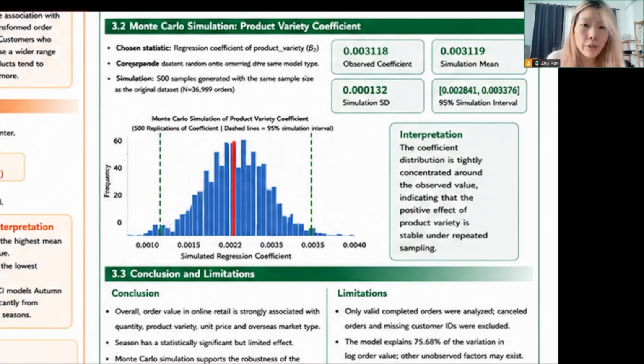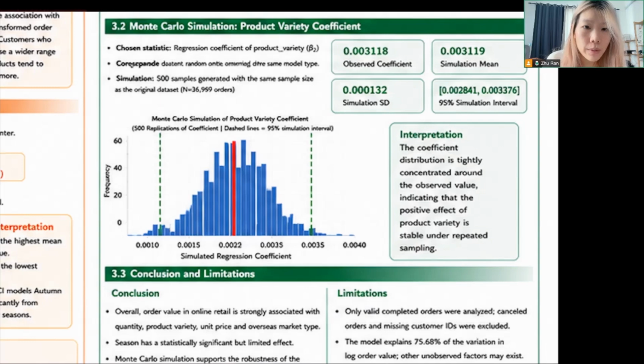Overall, our study showed that order value is mainly associated with quantity, product variety, average unit price, and overseas market type. Season also has a statistically significant but relatively small effect. The Monte Carlo simulation further supports the stability of the product variety coefficient.